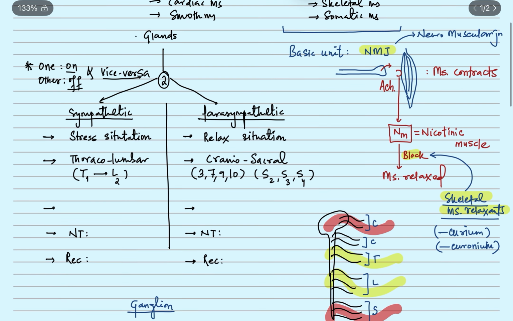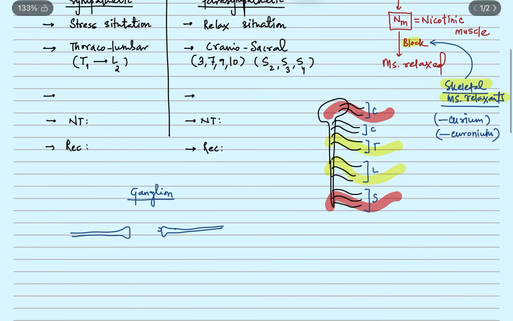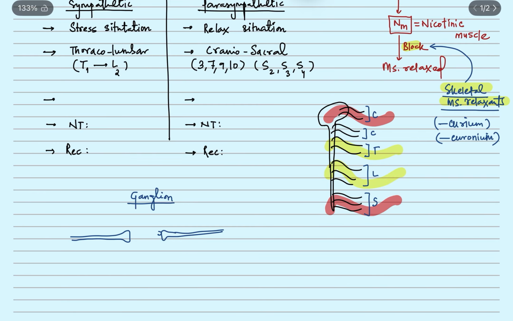As I discussed, there is a neuromuscular junction in the somatic nervous system, and there is release of a neurotransmitter. Similarly, in the autonomic nervous system also there is release of some neurotransmitters. The main neurotransmitter in the sympathetic nervous system is noradrenaline or norepinephrine. These are the same. And the main neurotransmitter in the parasympathetic nervous system is acetylcholine.